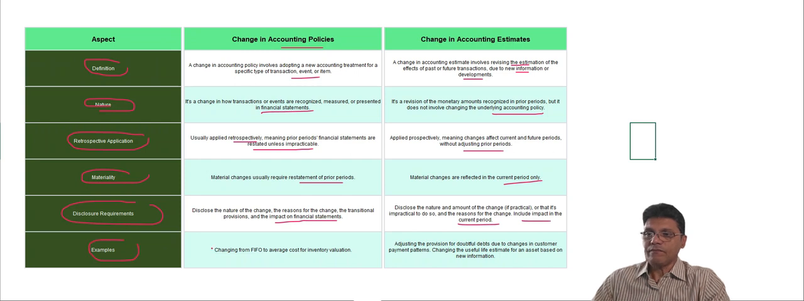So for example, changing from FIFO to the weighted average cost for inventory valuation. Okay, so when you change from FIFO to weighted average valuation, it's a policy change. Okay, so this has to be adjusted retrospectively. Okay, adjusting the provision for doubtful debts due to change in customer payment pattern. So changing the useful life estimate for an asset based on new information. So these are changes in the current estimates. So as a result of that, it has to be adjusted in the current financial statement, or it has to be adjusted prospectively. So these are the main differences between changes in accounting policies and change in accounting estimates.